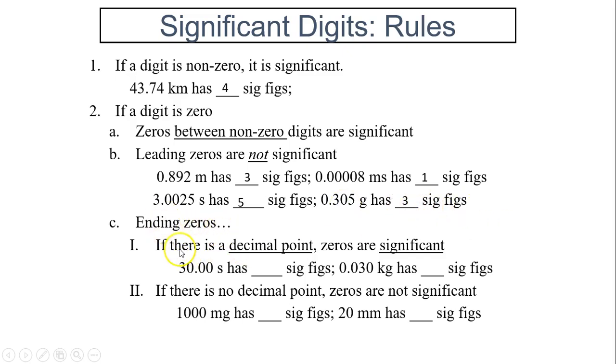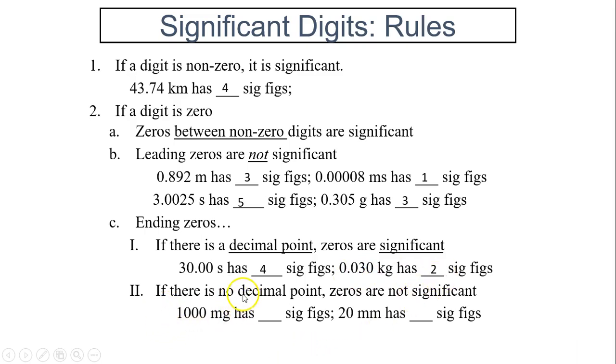Now for ending zeros, there are 2 rules. If there is a decimal point, then zeros are significant. 30.00. Decimal point, all the ending zeros are significant. So this number has 4 sigfigs. This number, leading zeros are not significant. Ending zeros are significant because there is a decimal point. So this number has 2 sigfigs.